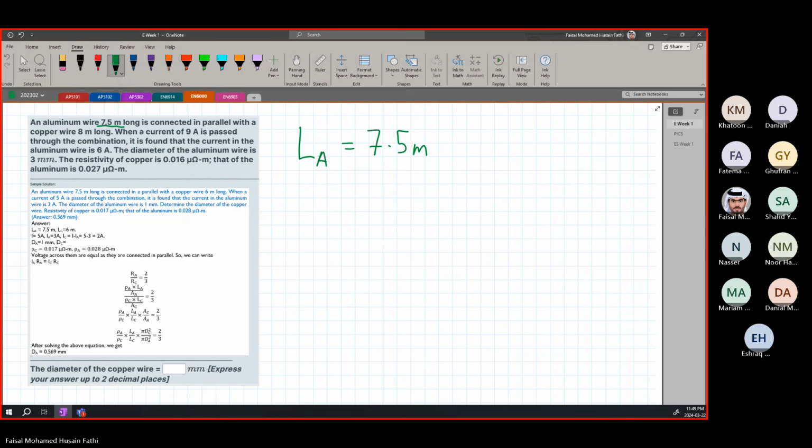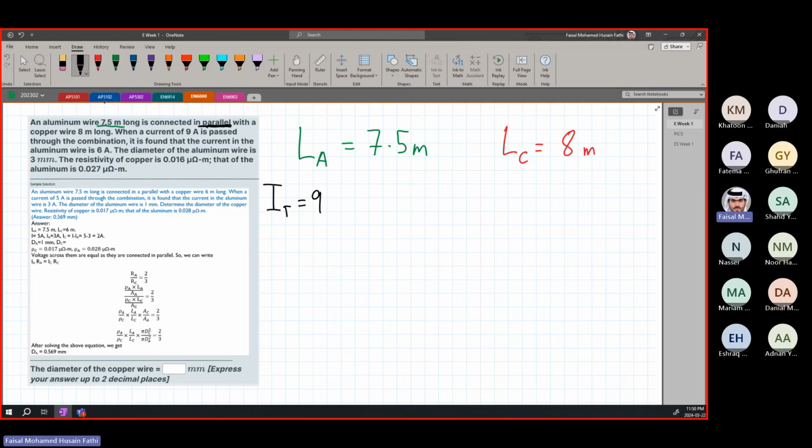It is connected in parallel, which we will look at later on, with a copper wire 8 meters long. So I'm going to write the copper in red and the aluminum in green. So LC is equal to 8 meters in length. When a current of 9 amperes is passed through the combination, so the total current, I total, is equal to 9 amperes. When it passes through both, it is found that the current in the aluminum wire, IA, is equal to 6 amperes.